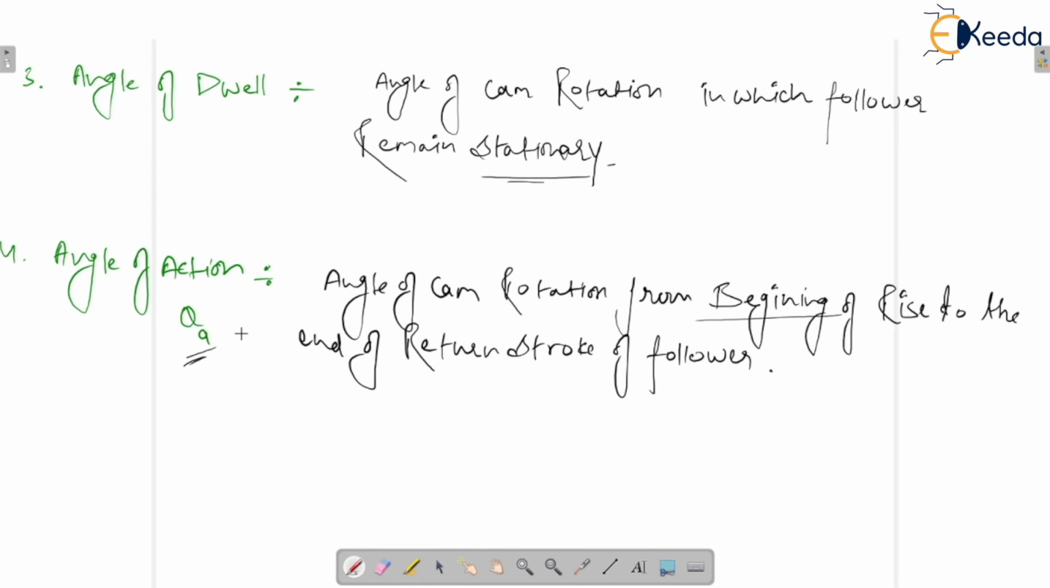Is it clear? So these were the different angles of the cam.